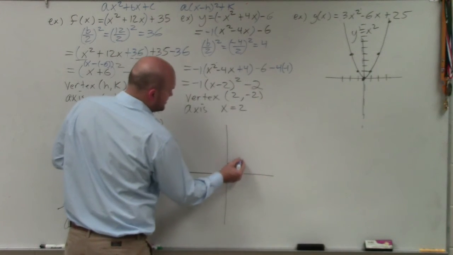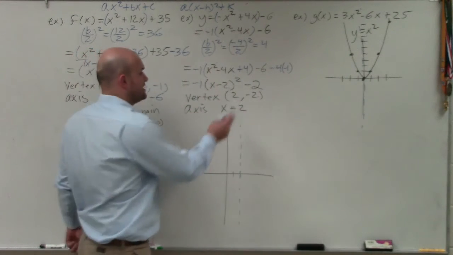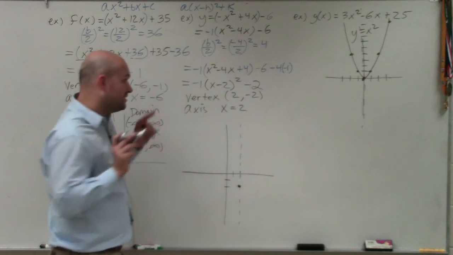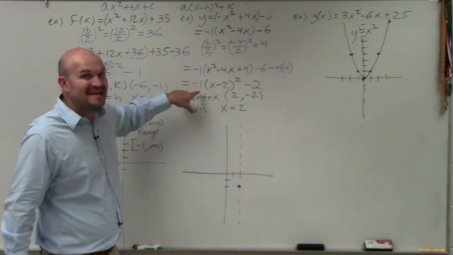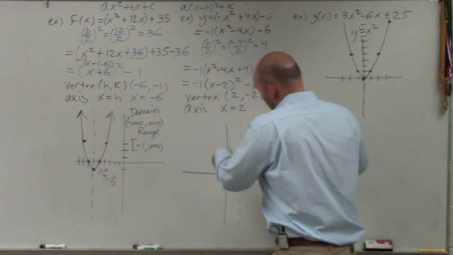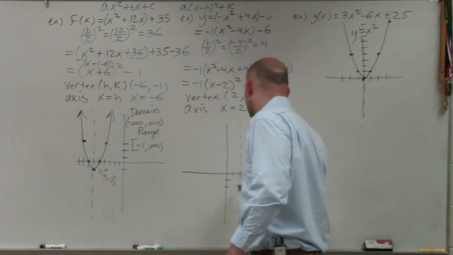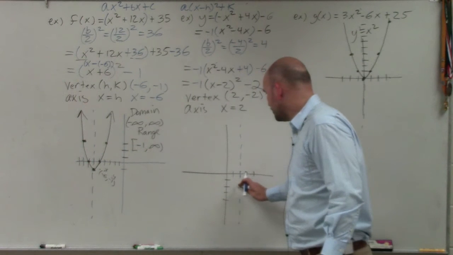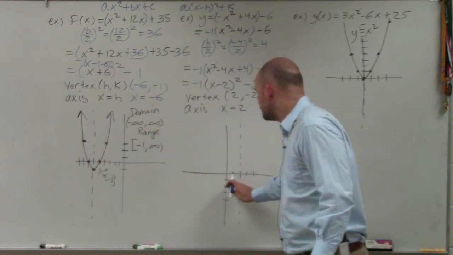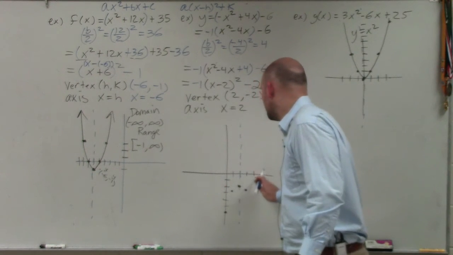So now when I go ahead and graph this, I'm going to go over to 2 and draw my axis of symmetry. Then I go ahead and plot my vertex, which is at 2 comma negative 2. So I go over 2, down to negative 2. Now, the other important thing to notice is this graph is now going down, negative 1. So instead of going over 1, up 1, now it's going down 1 to the left 1. I'm going to go over 1, down 1, over 1, down 1, over 2, down 4. 1, 2, 3, 4. Over 2, down 4.